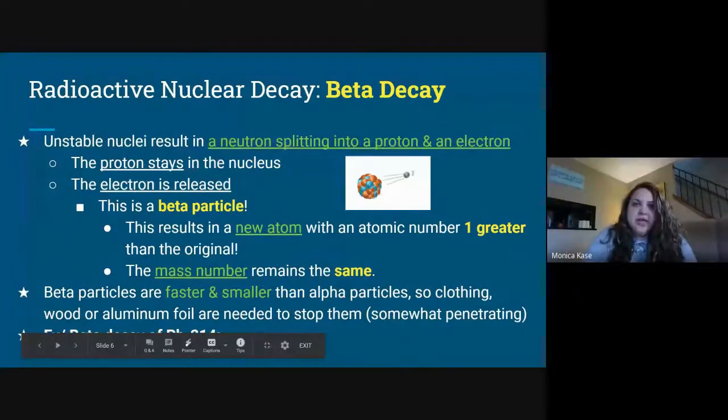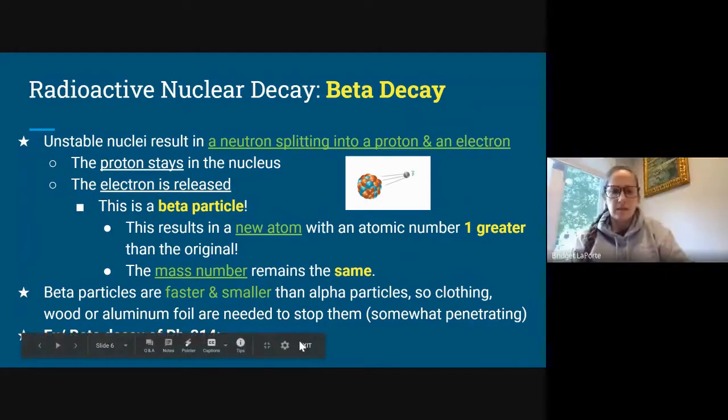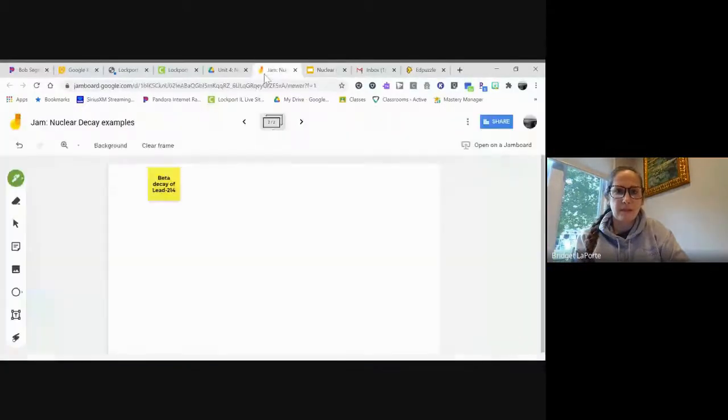All right, so now we're going to take a look at beta decay. This is the result of a neutron splitting into a proton and an electron. So the proton stays in the nucleus and the electron is released. So that is what we see as a beta particle. Okay, these particles are faster and smaller than that alpha particle. So clothing, wood, or aluminum foil are needed in order to stop them. So they're somewhat penetrating.